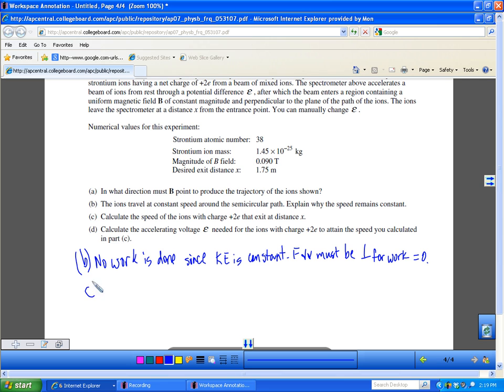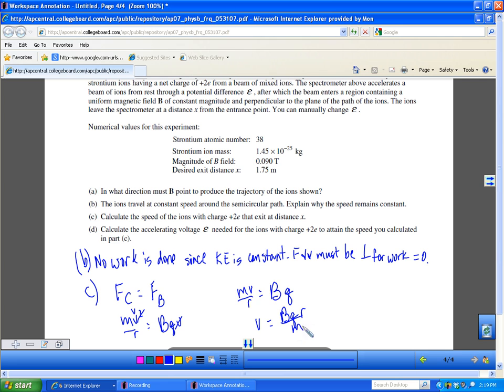Part C says calculate the speed of the ions with a charge of 2e plus that exit at distance x. So what I said was, well, I know that there's a centripetal force. It's supplied by the magnetic field, force of the magnetic field. So mv squared over r must equal bqv. So I wind up with mv over r is equal to bq. And they want me to find v, so v is going to be bqr over the mass.